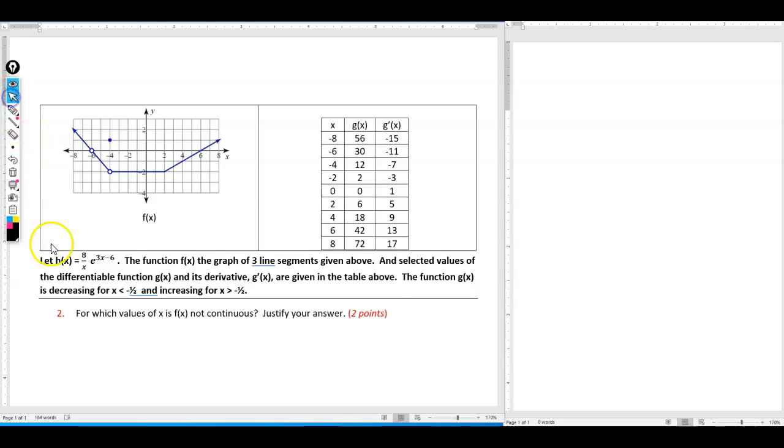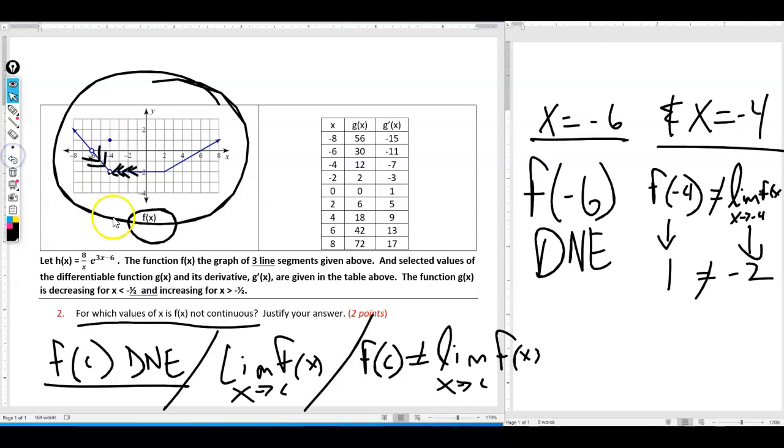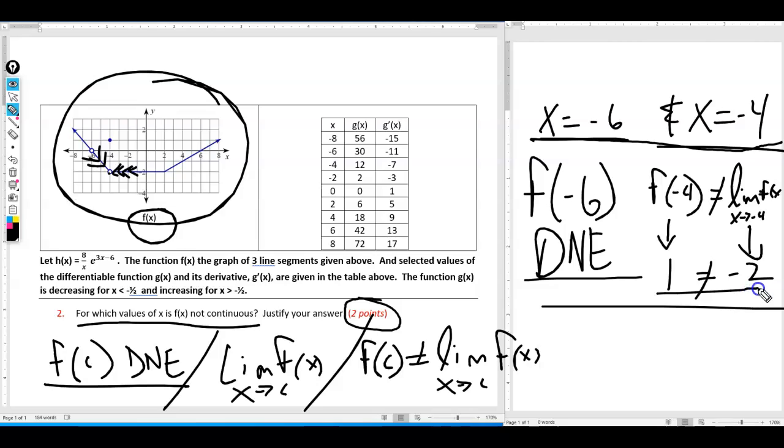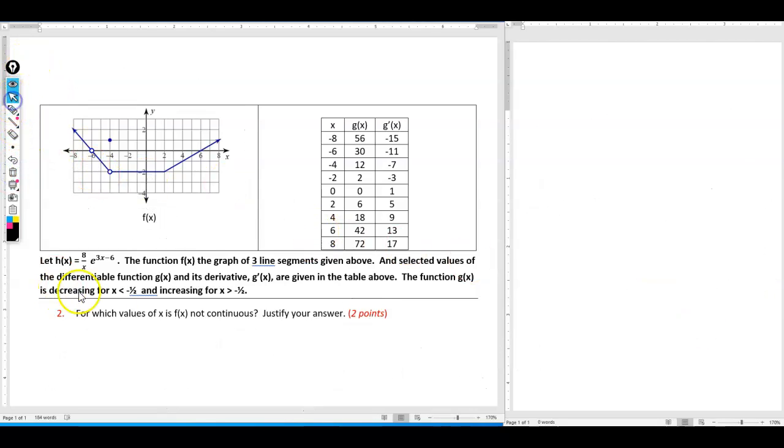All right, let's move on to our next question. Oh, by the way, how would you be graded on this? This is once again a 2-point question. You would get 1 point for correctly identifying the locations, and you would get your other point for correctly stating your reasons why each point was not continuous. And to get that point, you'd have to give both statements. All right, let's move on to number 3.